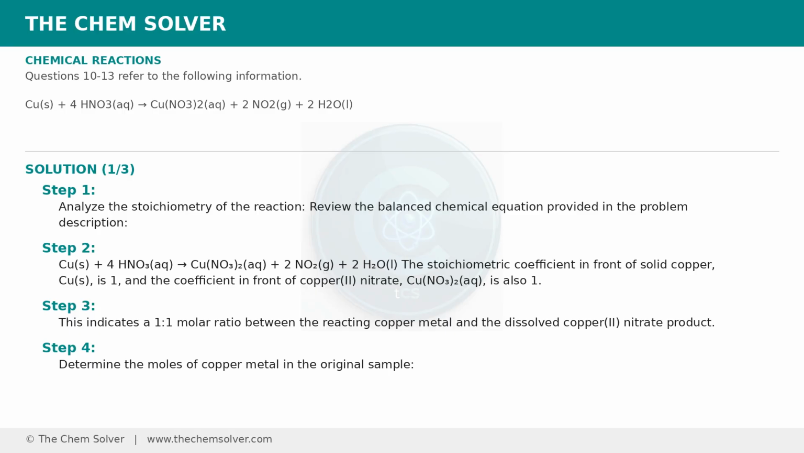Analyze the stoichiometry of the reaction. Review the balanced chemical equation provided in the problem description. Cu plus 4HNO3 gives Cu(NO3)2 plus 2NO2 plus 2H2O.